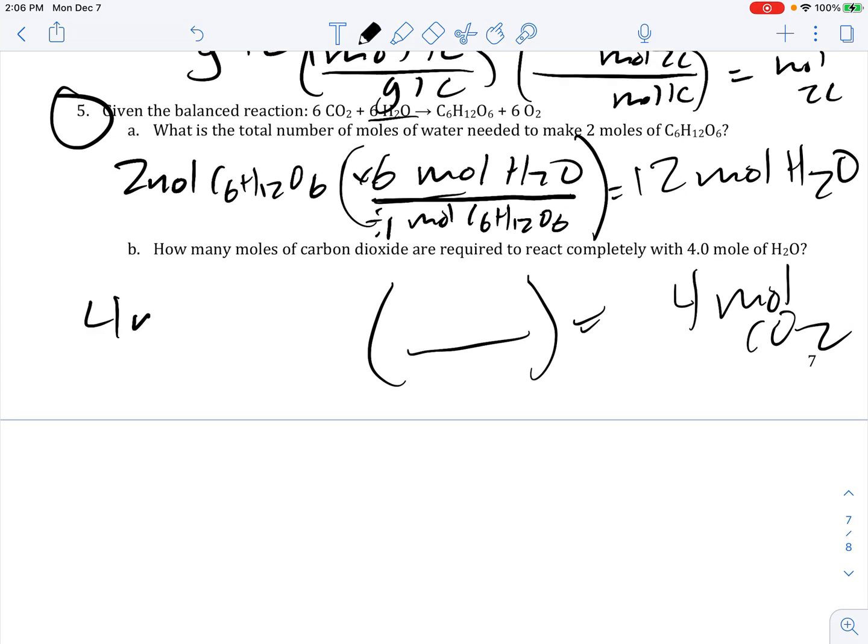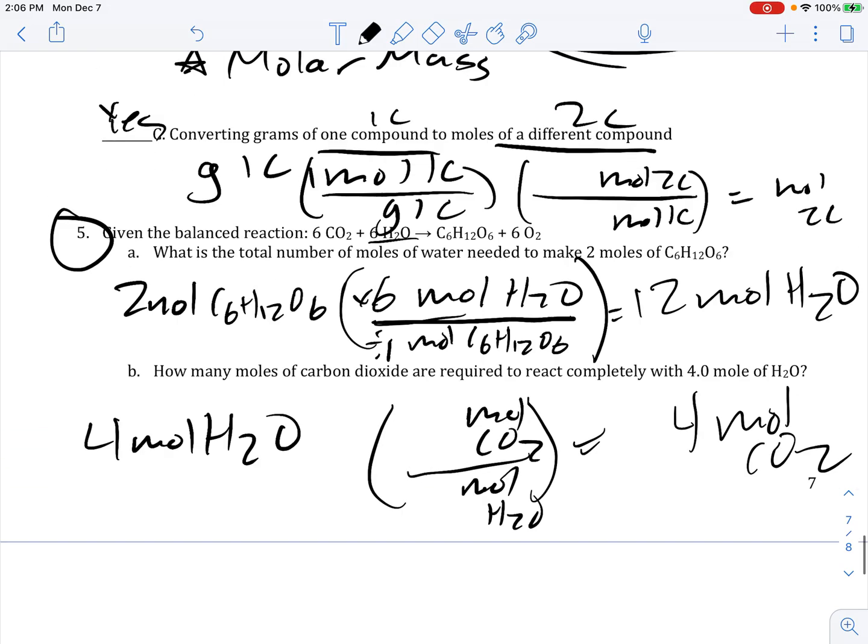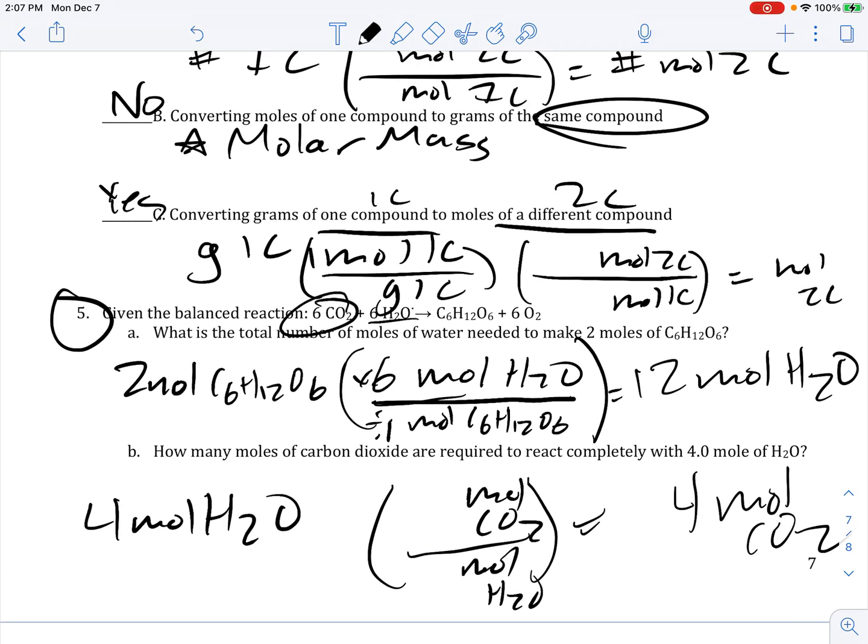Okay. Here I have 4 moles of H2O. And on bottom I'm going to have moles of H2O. On top I want moles of CO2. CO2 is a 6, H2O is a 6, so they're both 6s. 4 times 6 divided by 6 gives me 4.